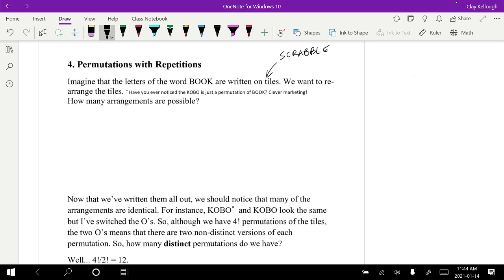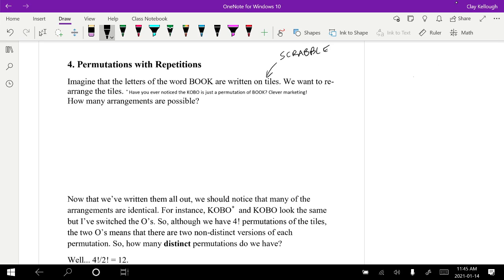Imagine that the letters of the word book are written on tiles. We wanted to rearrange the tiles, and Ms. Cox, who wrote these notes, said, hey, have you ever noticed that Kobo is a permutation of the word book? Kobo is the name of a device that you can read on, like a Kindle. How many arrangements are possible?